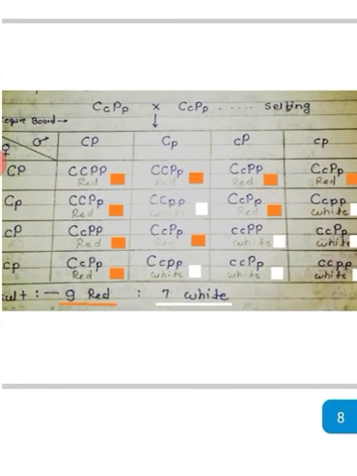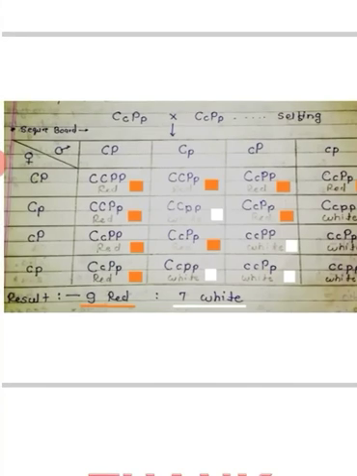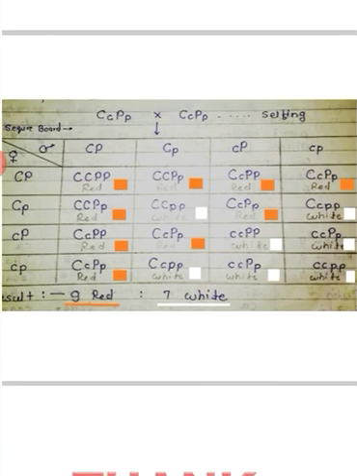This is the checkerboard. So there is the selfing of F1 hybrids, and you count the red colored plants where both genes are dominant, capital C and capital P: always red color. If either one is absent, always white flowered, and thus 9 red and 7 white flowers are produced. That means the complementary gene interaction ratio is 9:7.